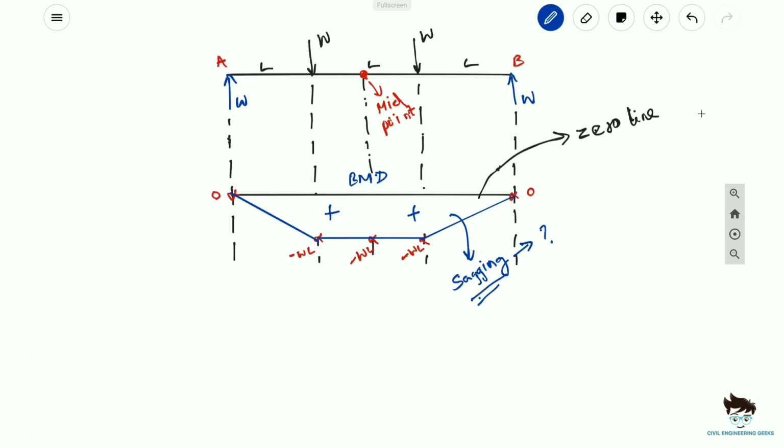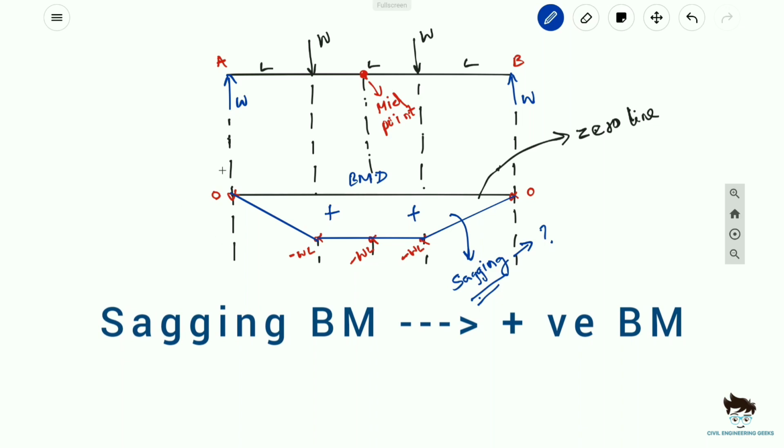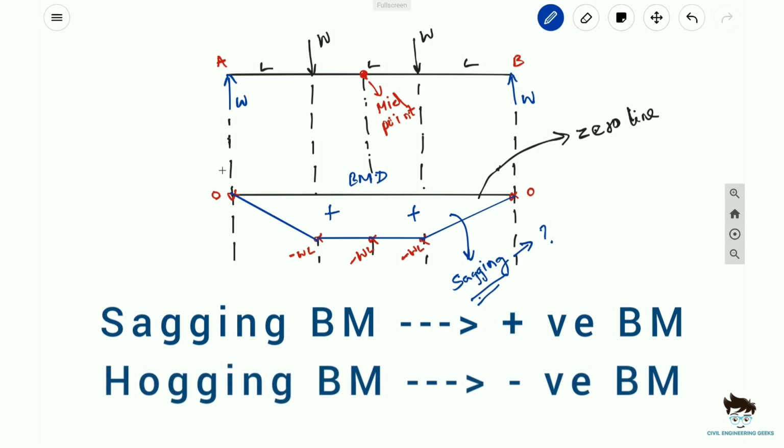First of all, to know whether the bending moment is positive or negative, we have to know whether the beam is sagging or hogging due to the applied load. And when we know that, then obviously we know whether it is going to be a positive bending moment or negative bending moment. As we defined earlier, sagging bending moments are positive bending moments and hogging bending moments are negative bending moments.